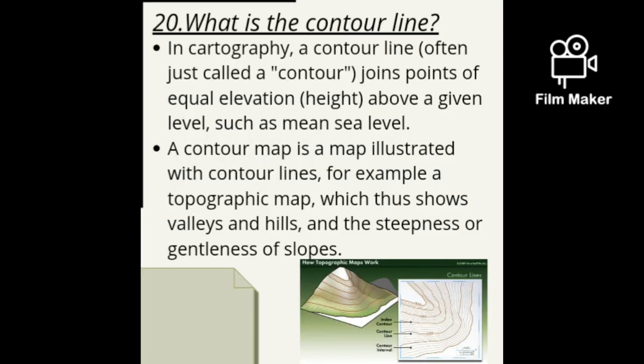20. What is a contour line? In cartography, a contour line, often just called a contour, joins points of equal elevation, height, above a given level, such as mean sea level. A contour map is a map illustrated with contour lines, for example a topographic map, which thus shows valleys and hills, and the steepness or gentleness of slopes.